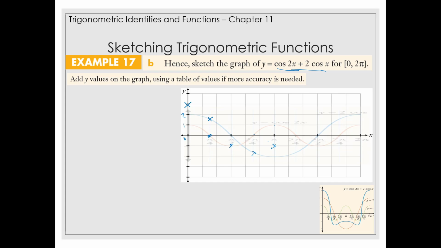And then there's another 0, so that's going to be at that spot. We've got another 0 there, so that's going to be at that spot. We've got another 0 there, so that's going to be at that spot, and we've got the 1 and the 2 up here, so that's going to go to that spot. And then what we can do is sketch them in.